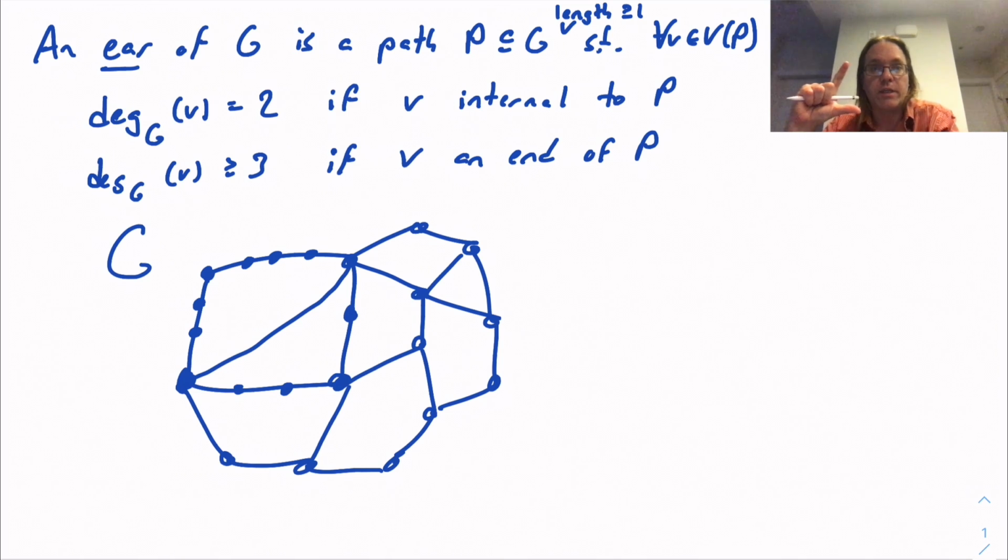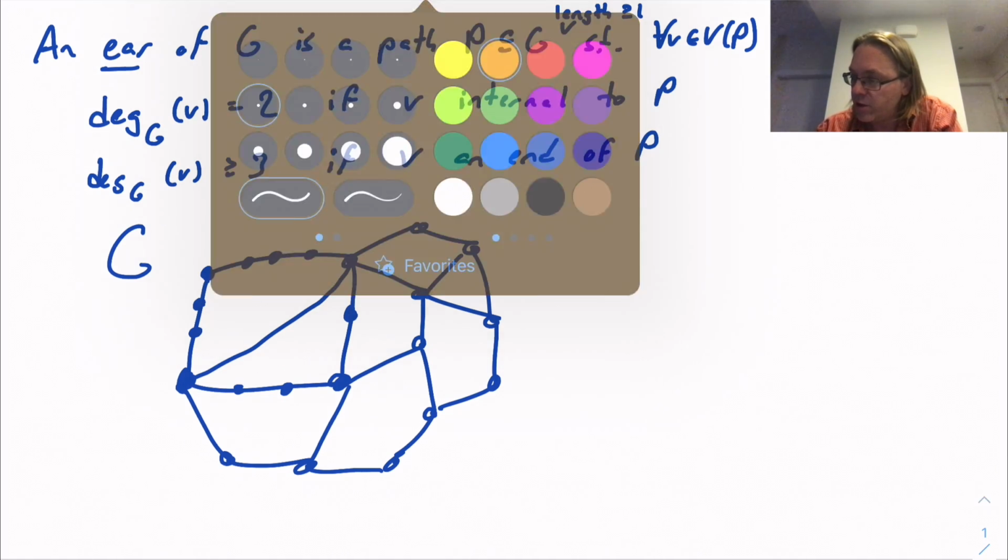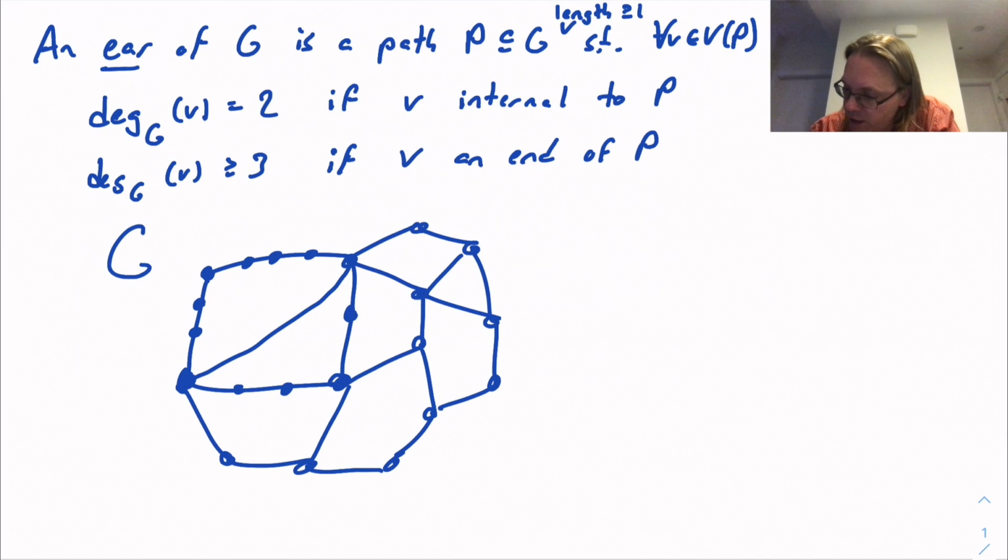And the rule again is that all the internal vertices of the path should be degree 2 in the original graph, but the two ends of the path should be degree at least 3 in the original graph. So for instance, up here, I have a very long ear that's going to be this path that I'm drawing here in orange, right? You can see that all of the internal vertices there are degree 2 in the original graph. The two ends of that path are degree at least 3 in the original graph. So that's an ear. Let me draw some others.